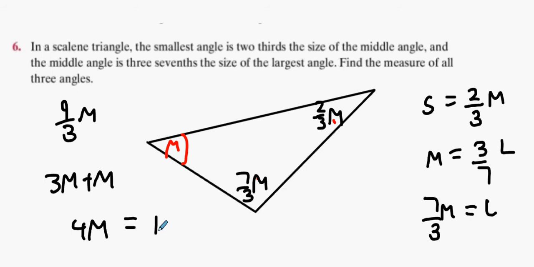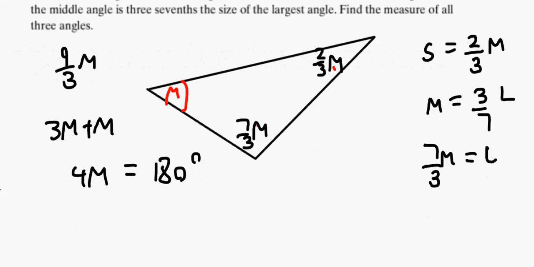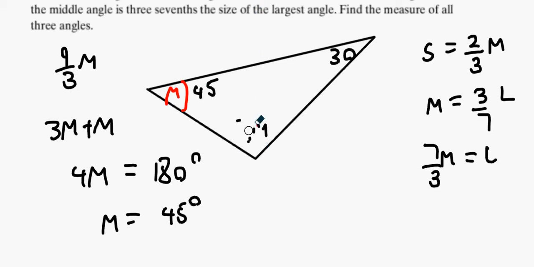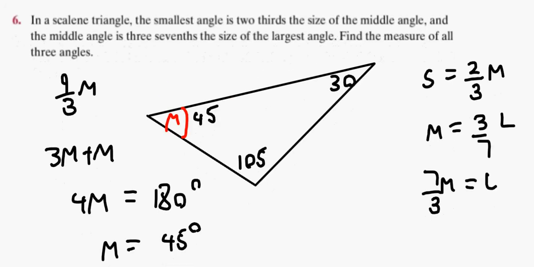4M equals 180 degrees. That implies M equals what? 45 degrees, yeah? So M is 45 degrees. Now what's 2/3 of M? Anybody? 2/3 of 45 is 30 degrees, so that makes S 30 degrees. And then for L, I don't even have to work out 7/3, because I can just add them up and take them away from 180. So what do you get? 105. Is that alright? Okay guys, you ready to move on?